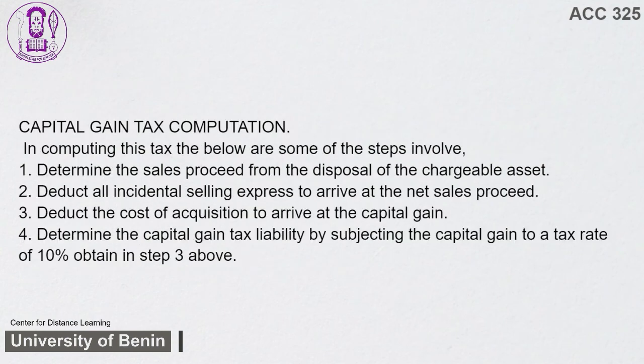Capital gain tax computation. In computing this tax, the below are some of the steps involved. 1. Determine the sales proceeds from the disposal of the chargeable asset. 2. Deduct all incidental selling expenses to arrive at the net sales proceeds. 3. Deduct the cost of acquisition to arrive at the capital gain. 4. Determine the capital gain tax liability by subjecting the capital gain to a tax rate of 10%.